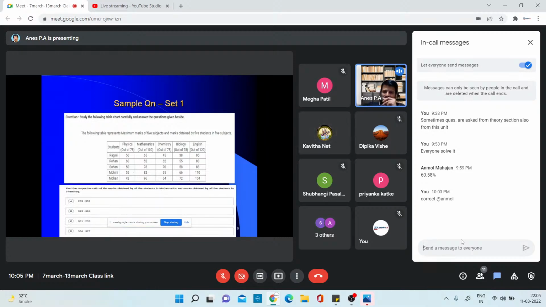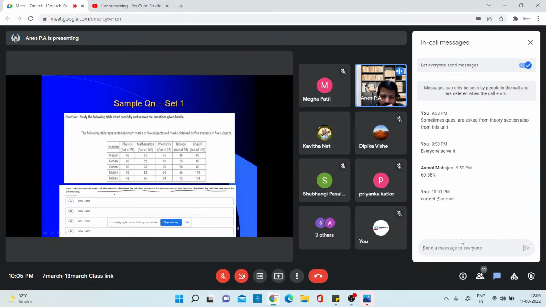Next question is, you can see the question here properly. Here the question is, find the respective ratio of the marks obtained by all the students in mathematics and marks obtained by all the students in chemistry. What is the question? This is a simple question. Anybody can do it.